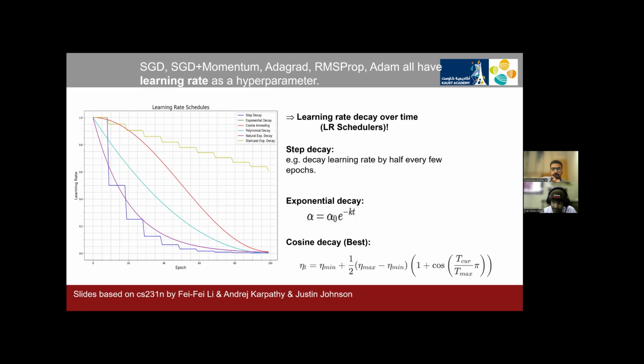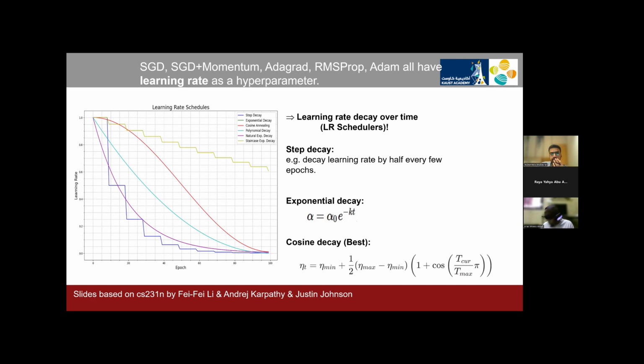Perfect. Okay. How did they decide that cosine decay is the best? Doesn't it differ from one algorithm to another based on the data and the goals of the model? The main reason is, of course, empirical validation. When they tried it, they found that it works the best.